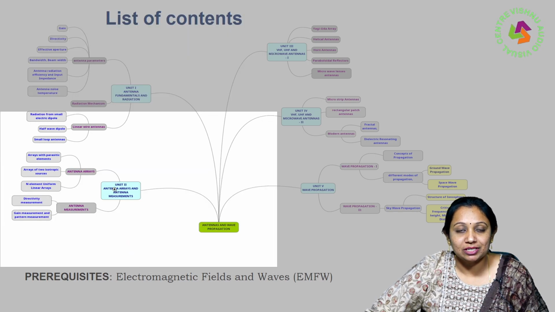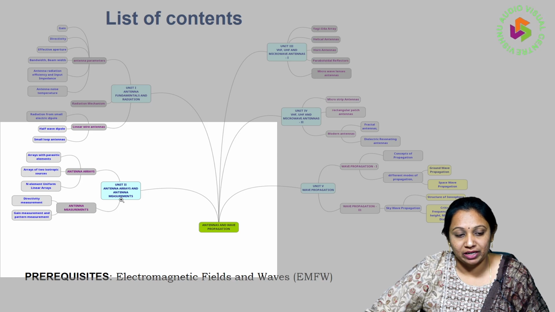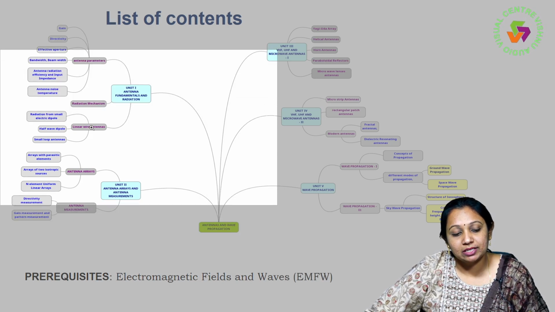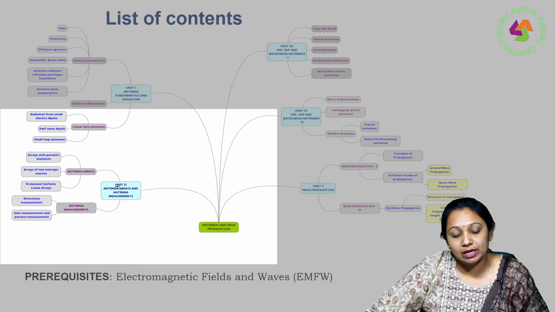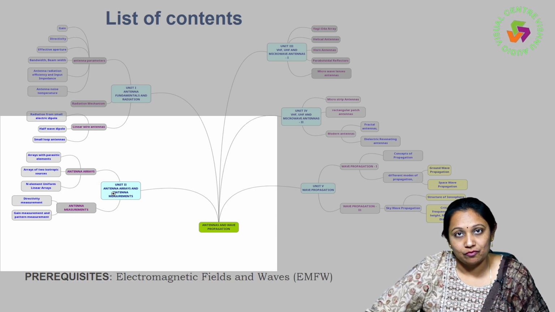Then coming to the second chapter, which is antenna arrays and antenna measurements. In the first chapter we discussed just the thin wire antenna. If we use more than one antenna in the structure, making a structure of antennas, then it is called an antenna array.